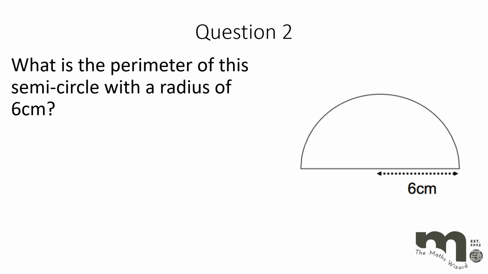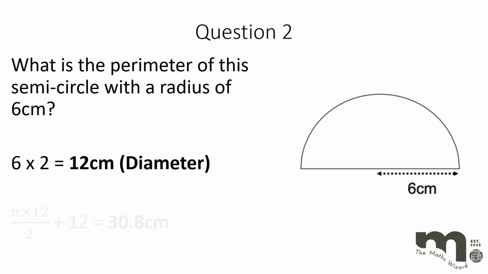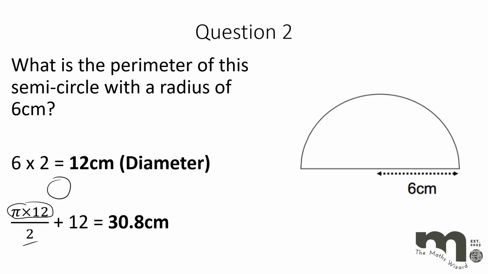Let's take a look at the answer then. First of all, we need to know what the diameter is. So if we do 6 times 2, that will tell us the diameter of this semicircle. Then we can do our sum. Remember, same as last time, pi times 12 will tell us the full circle. That's the whole circle. When you divide by 2, that will only tell you the arc length around the edge of this semicircle.